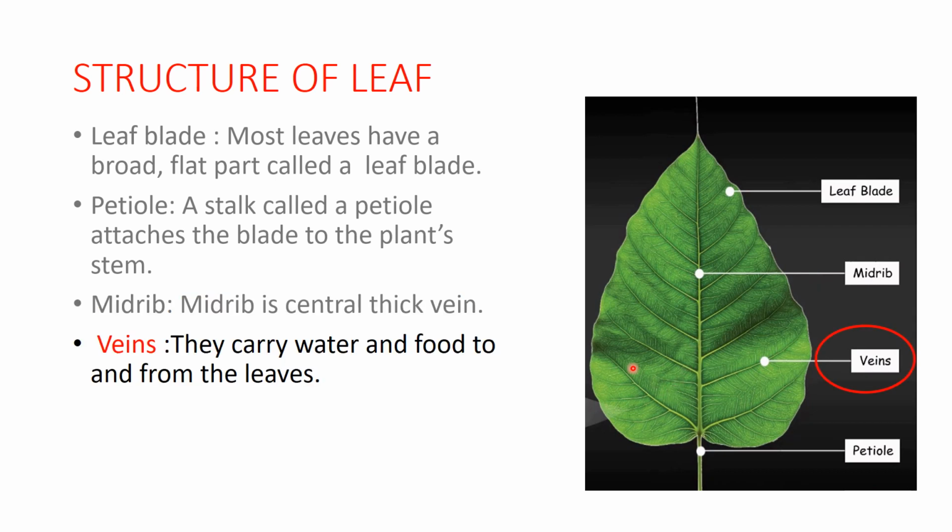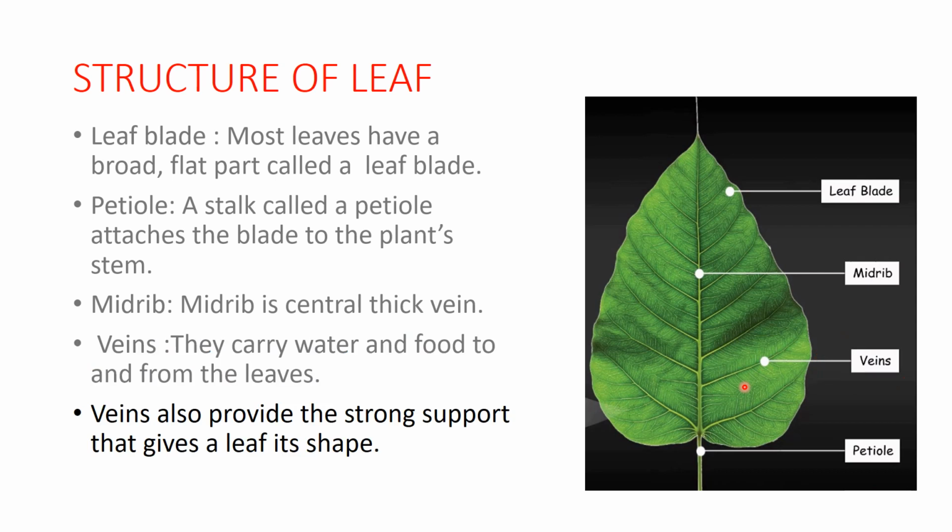Next, veins. They carry food and water to and from the leaves. You can see a net-like structure in your leaves. They are called veins. Veins also provide strong support and give the leaf its shape. I hope all of you are able to identify the various parts of a leaf like leaf blade, midrib, veins and petiole in your own leaf.